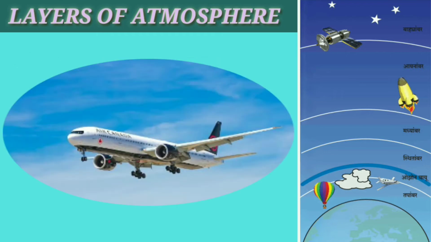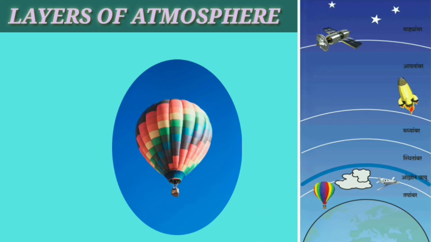Aeroplanes fly in the higher part of troposphere. Their air is very rare. Therefore, arrangements have to be done to ensure that passengers get enough air for breathing. Aeroplanes, helicopters, parachute balloons, and birds fly in the troposphere.